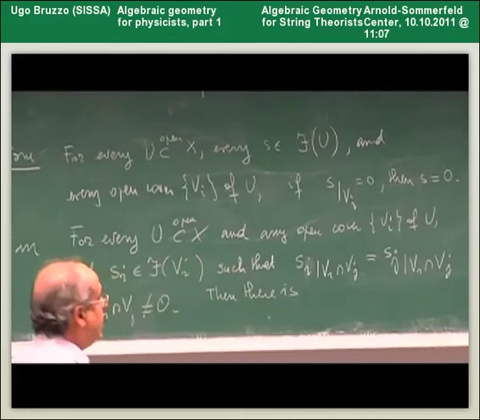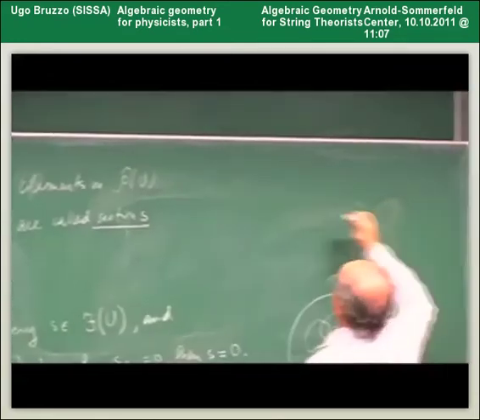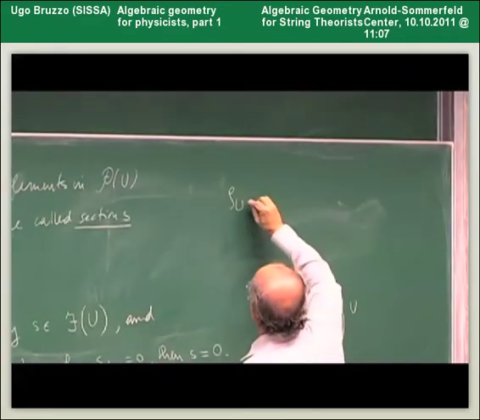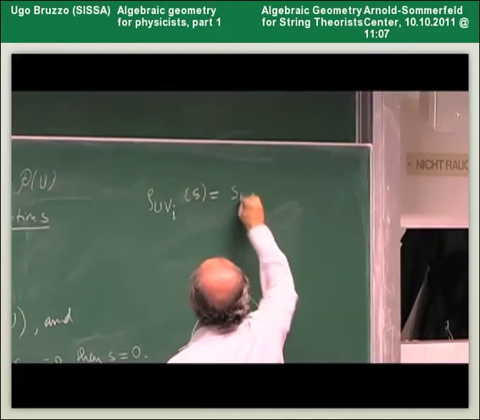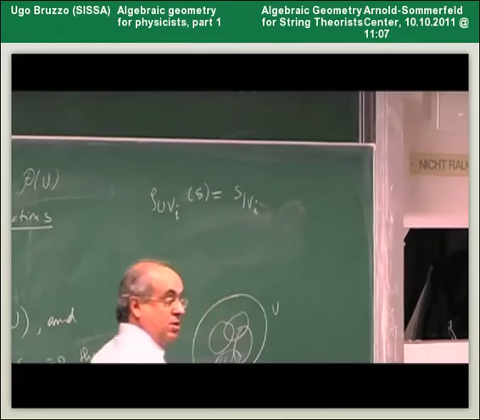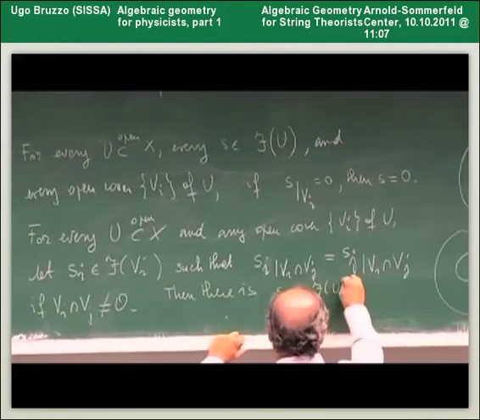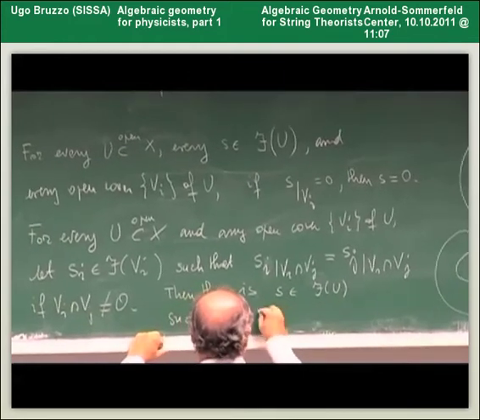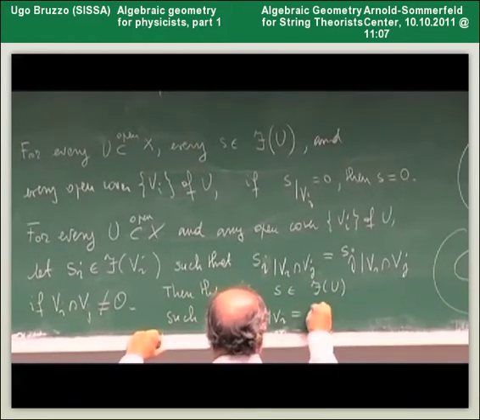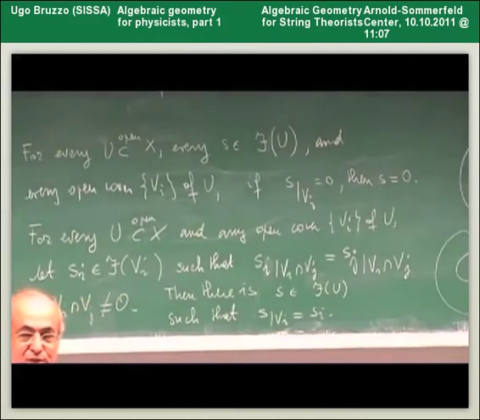At some point I introduced a quicker notation. This I denoted, for instance, like this. Then there is a section over U such that it restricts to the given s_i. So sections may be glued provided they satisfy the gluing condition.